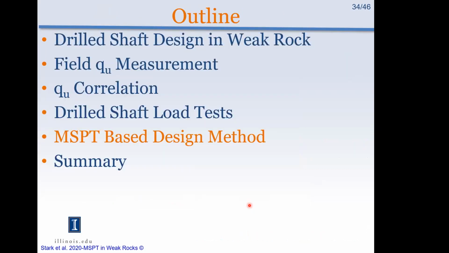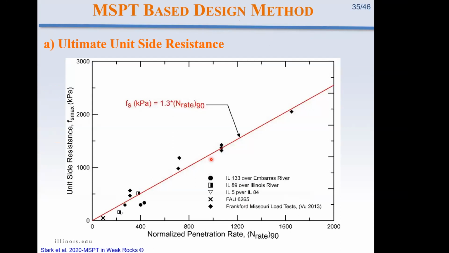Okay, now, what about the MSPT-based design method? Now we could convert those equations, instead of being based on unconfined compressive strength, the skin resistance now is based on the N rate 90, or the rate of penetration at 90% energy. You multiply that by 1.3, and that gives you your skin friction. You multiply by the perimeter and length of the shaft where you want to calculate skin friction, and you have a direct calculation. And you'll see that in the spreadsheet in just a minute.